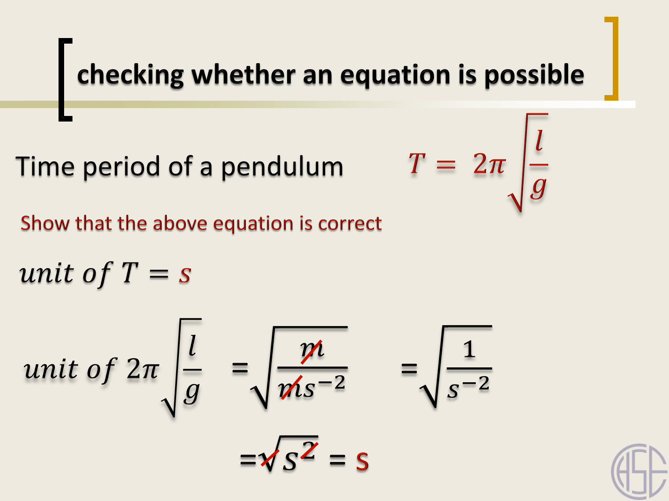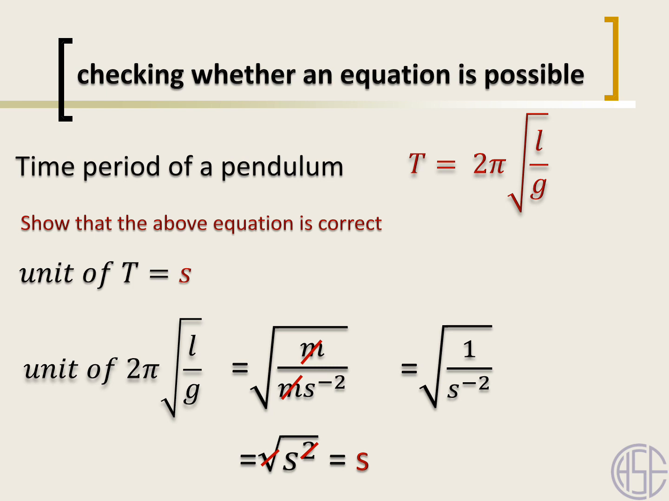We can't say 100% correct because we didn't check for the 2 pi. Okay, it may be 4 pi sometimes. So we can't tell 100% correct. We can only predict whether an equation is possible or not. So this is one of the uses of converting to base units so that you can cancel. As you see in this example, you can cancel many quantities if you write everything in base units.